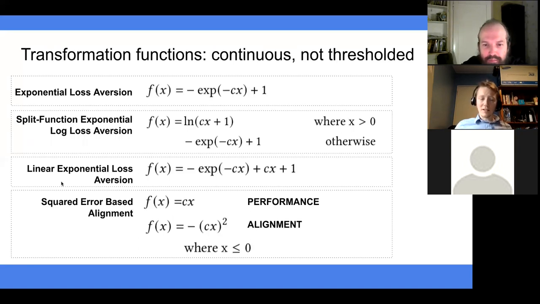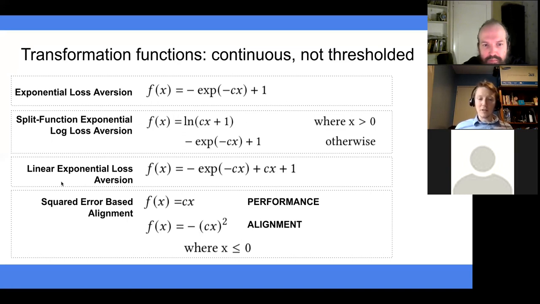So what does that function look like? These are continuous functions, not thresholded, as in Peter Van Vliet's 2021 work. And so the most basic form is the exponential loss aversion. This was described in Matthias Rolf's work quite well. So there is a negative exponential of negative value, which means as you get more strongly negative, you are penalized much, much more strongly. We looked at a split function exponential log loss aversion, which behaves the same way as the first model in the negative space, but in positive space, there's a log function. And the effect of that is to give us a more gentle trade-off in the positive space, which is typically where performance objectives are, where you're chasing reward.